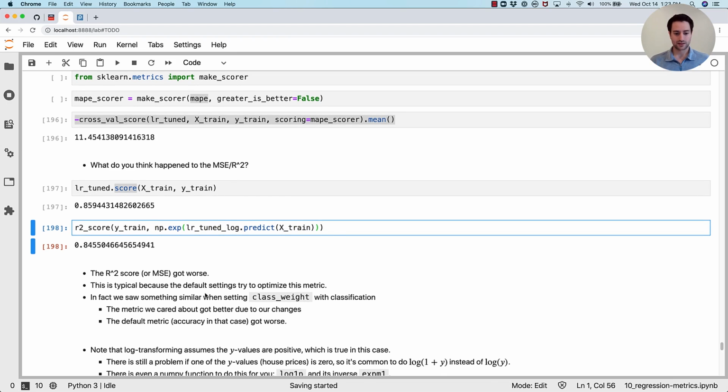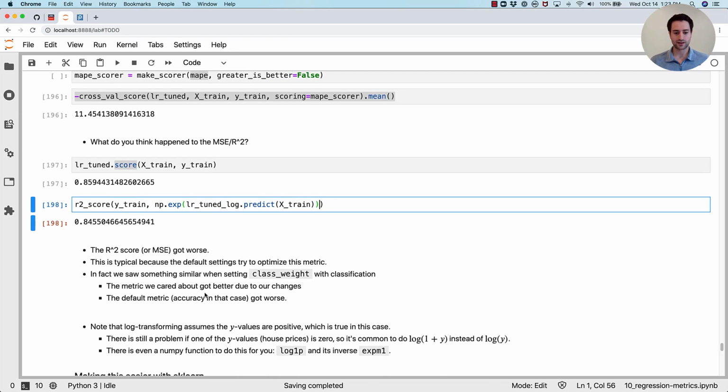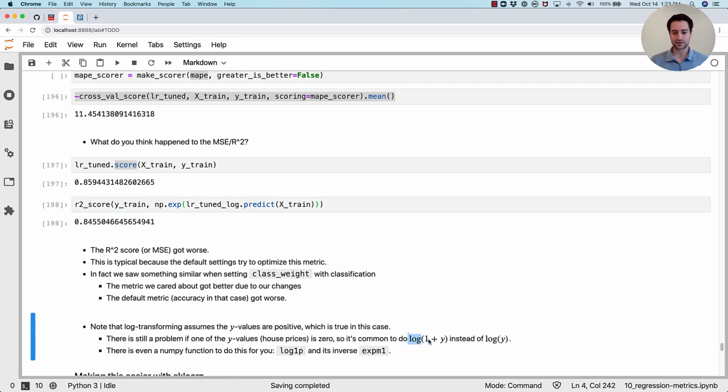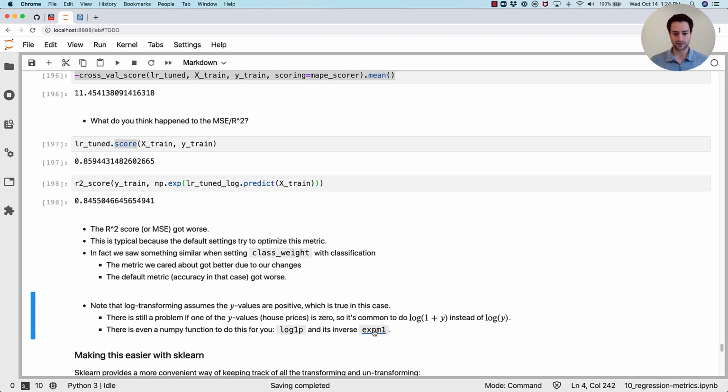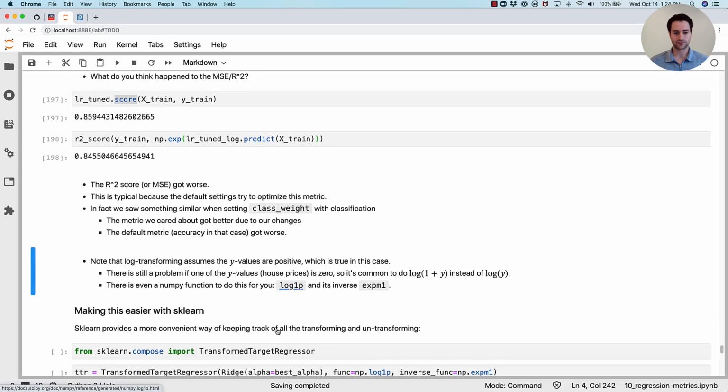So that's nice. Another quick note: if you have a house price that's 0 in the training set, it'll throw an error because it'll try to take the log of 0 and pass that into fit. And so it's pretty common to actually do log of 1 plus y instead of log of y, just to not take the log of 0. And NumPy actually has a function log1p, log of 1 plus the thing, and its inverse expm1, exp of the thing minus 1. It's pretty common to just use these instead of log and exp, just to avoid that possible issue.